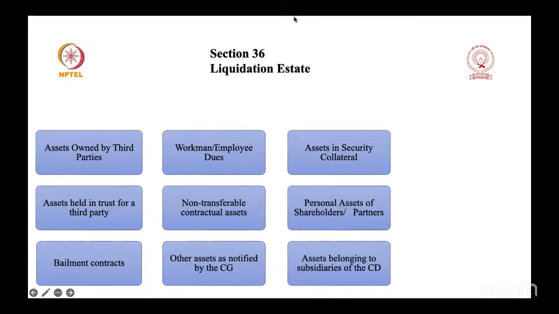These extortionate transactions can also be reversed so that maximum monies are recovered by the liquidator, and then those amounts are distributed to the creditors.